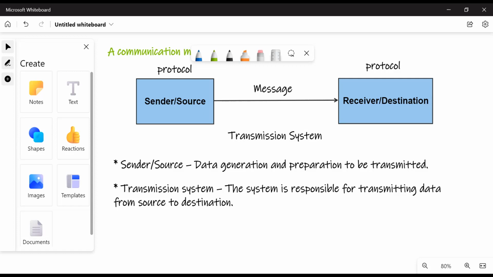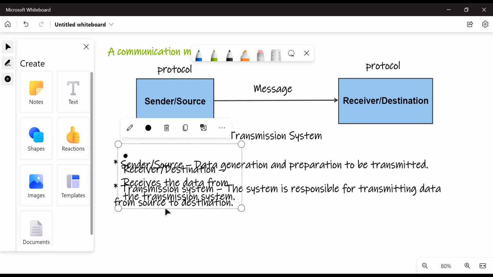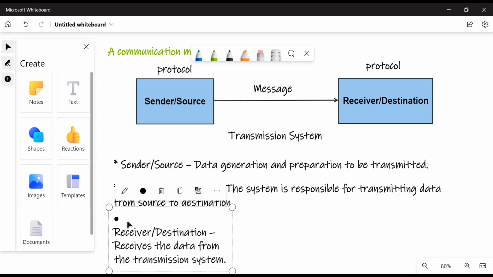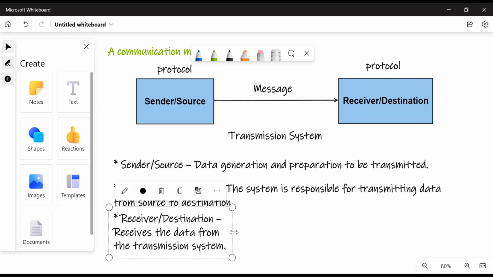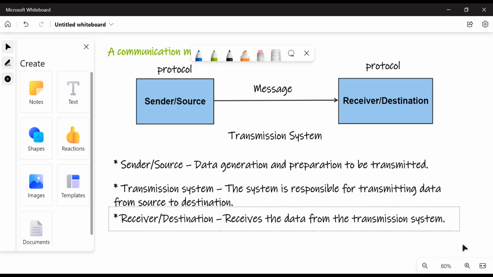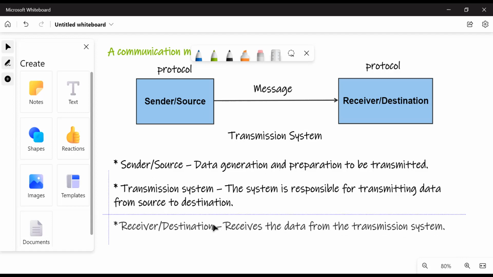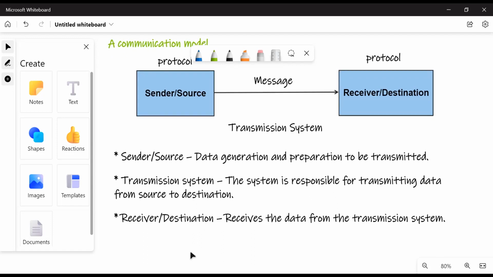Once you send, the data will be received by the receiver or destination. So we will have the receiver, destination, and it will receive the data. The data will be sent from the sender, and then the receiver will receive the data.